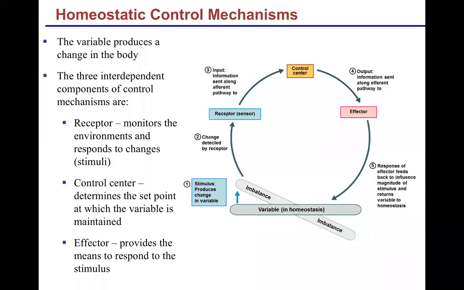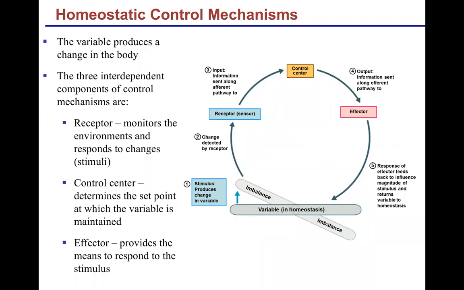It's the brain which determines what is going on and how to deal with the problem. It determines the set point at which the variable is maintained. Once the control center has been alarmed, it takes its action. How does it take its action? Through the output. The effector provides a means to respond to the stimuli.